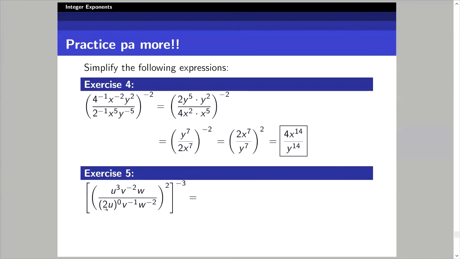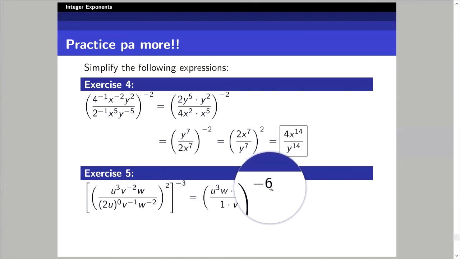So, ganun lang. Your 2u raised to 0, this becomes 1, right? Tapos, yung v to the negative 2 in the numerator will move in the denominator para maging positive yung exponent. Tapos, itong v to the negative 1, w to the negative 2, they will move in the numerator para naman maging positive ang exponents nila. Okay? You'll have this. Let's double check.